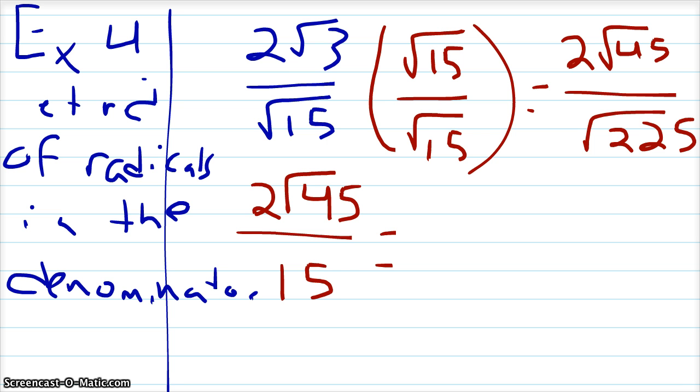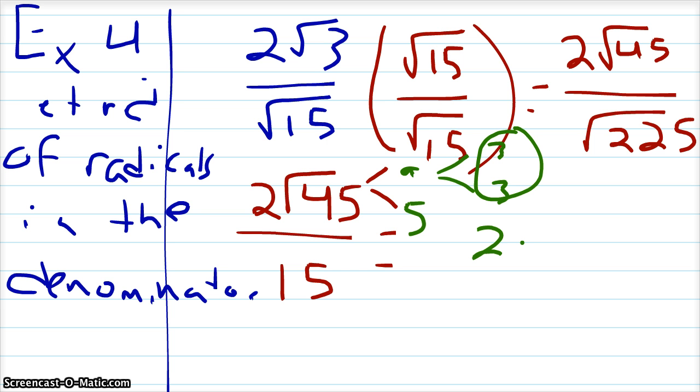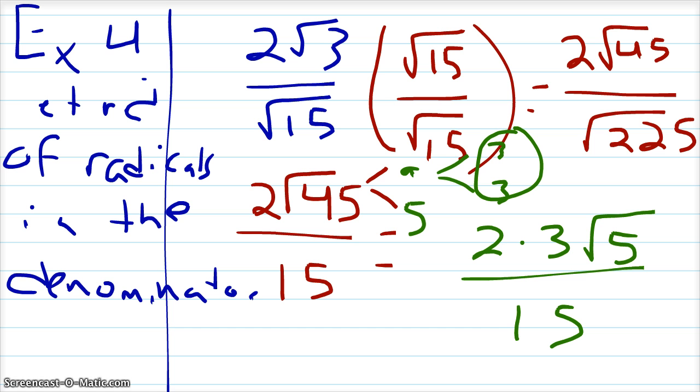Okay, so now we need to make sure that the 45 is in simplest radical form. So I'm going to use a different color again. So I have 9 and 5. And then 9 is 3 and 3. So I have a pair of 3s. So that will go on the outside. And I already had a 2 on the outside. So now I have 2 times my pair. And I'm left over with a 5 over 15. Which means I'm going to have 6 square root of 5 over 15.